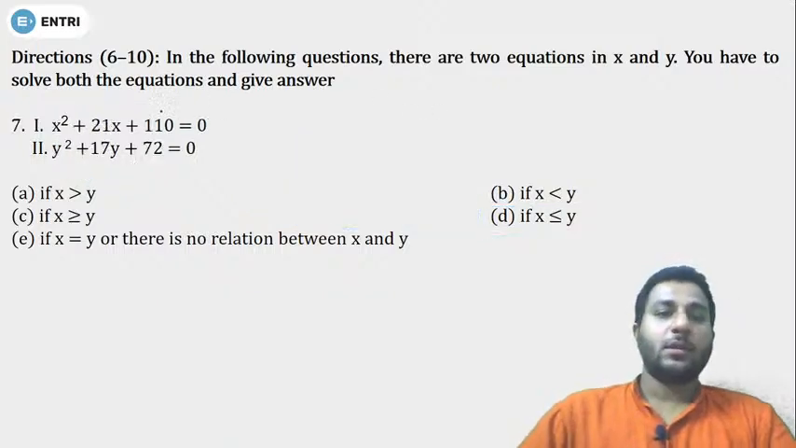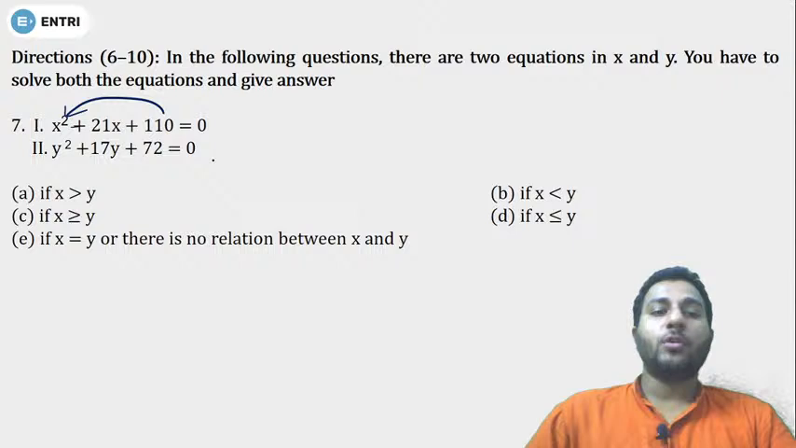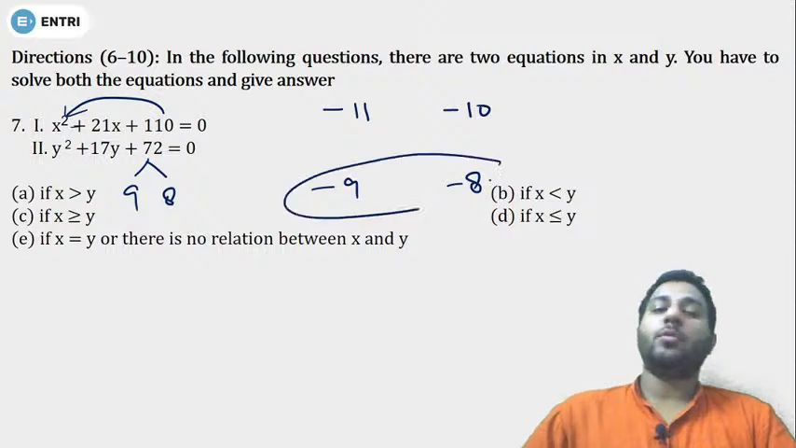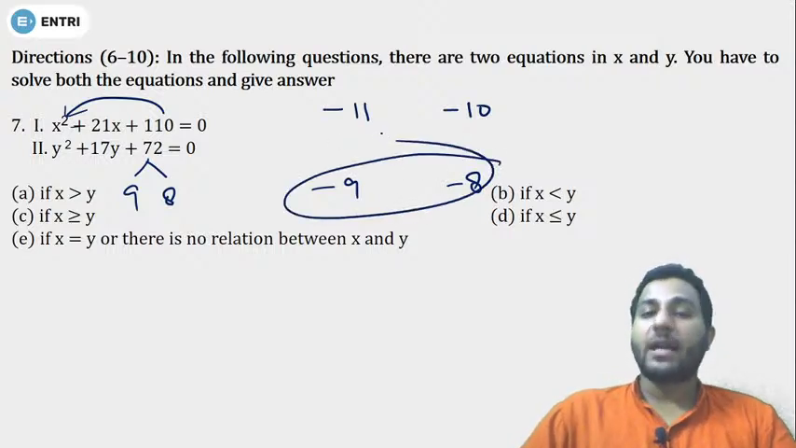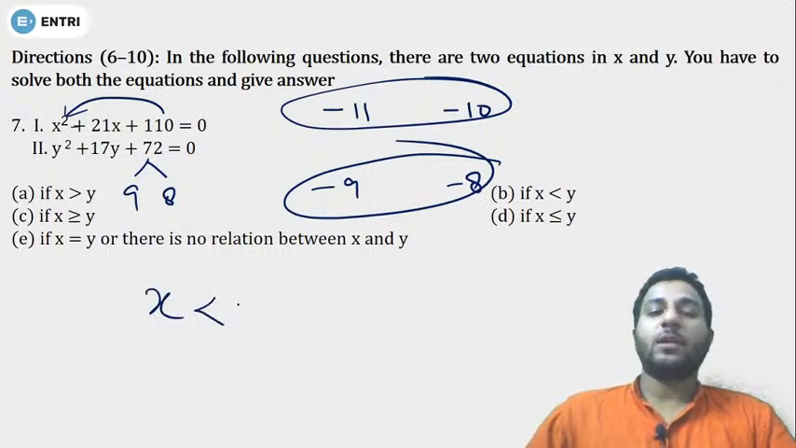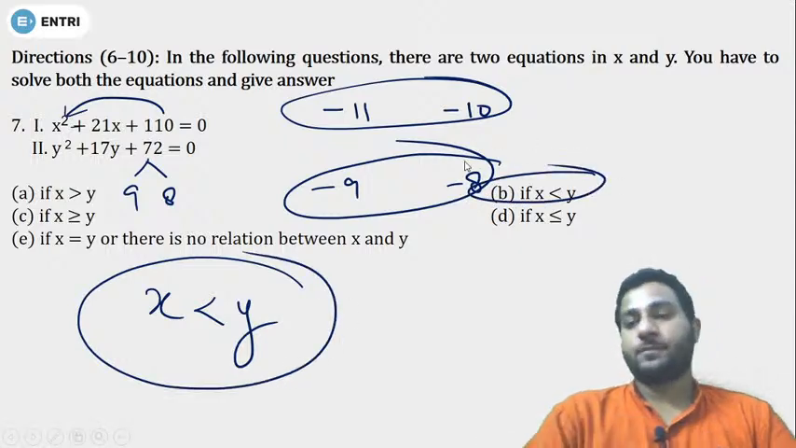Next, look at this. 110. So 110 has a factor of 11 into 10. Both the roots will be negative, minus 11, minus 10, because the sign is positive in both the equation. Here 9 and 8, minus 9 and minus 8. So clearly minus 9 and minus 8 are both greater than the value of minus 11 and minus 10, which means x will always remain smaller than y. So option B will be the correct one.